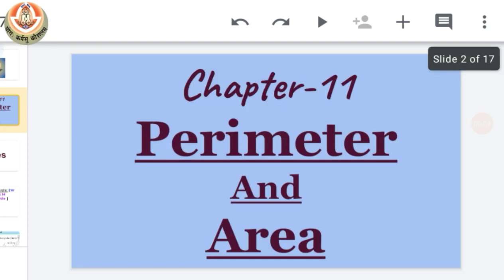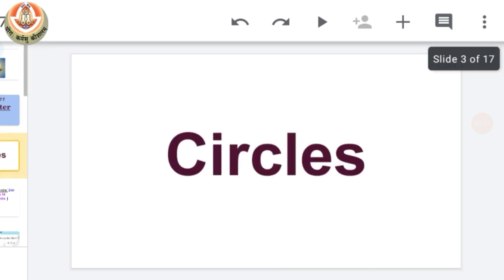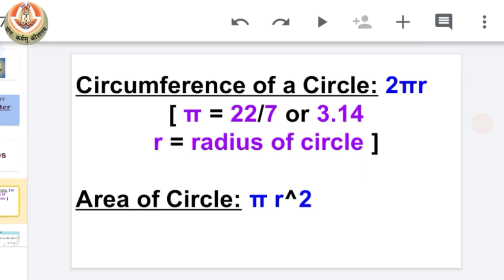So class, as we were in our chapter number 11, perimeter and area. Now our next exercise is based on circles. So let's see the formula we will use in this exercise. We will use two formulas in this exercise, that is 11.3. The first one is circumference of a circle.